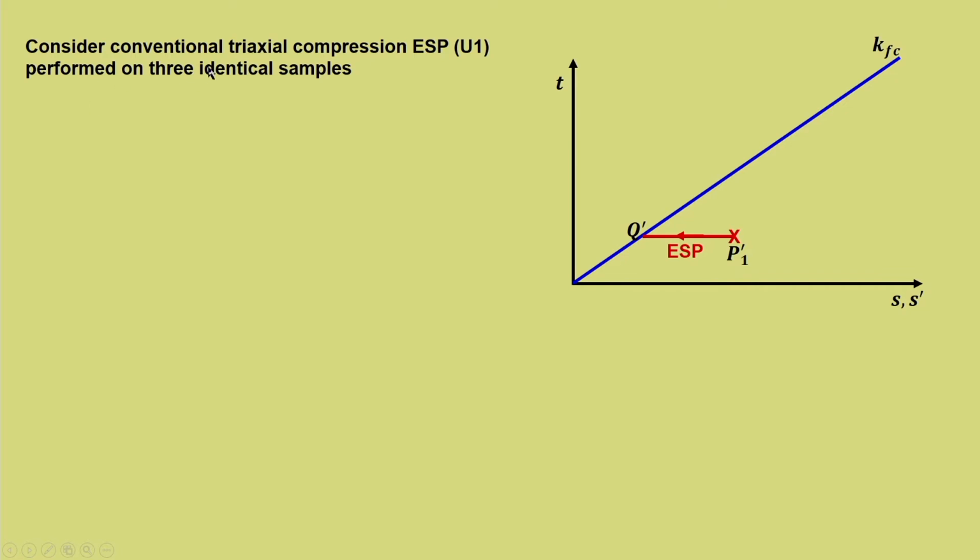So, now consider the conventional triaxial compression ESP, that is U1, performed on 3 identical samples. We are just going to see how things will be different if we perform a triaxial compression test. Now, U1 is familiar to you because we have already discussed this when we discussed the undrained triaxial stress path. So, please refer to U1, a typical undrained stress path.